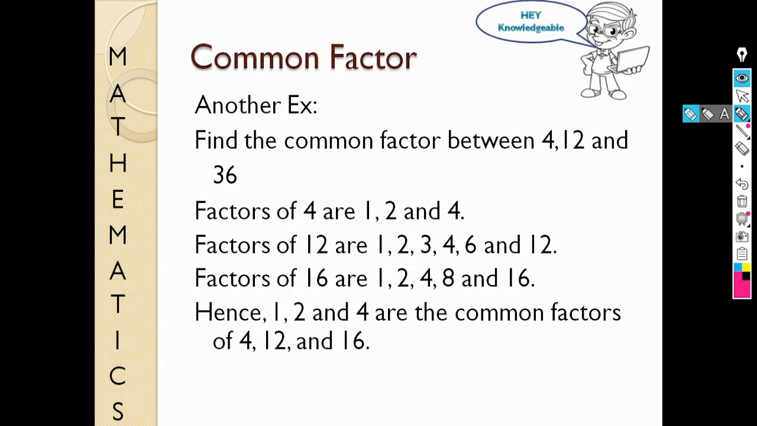Let's see another example of common factors. Find the common factors of 4, 12, and 16. What are the factors of 4? That is 1, 2, 4. In the same way, the factors of 12 are 1, 2, 3, 4, 6, and 12. And the factors of 16 are 1, 2, 4, 8, and 16. If you see what is common, 1 is common in all three, 2 is common in all three, and 4 is common in all three. So we can say that 1, 2, and 4 are the common factors of 4, 12, and 16.